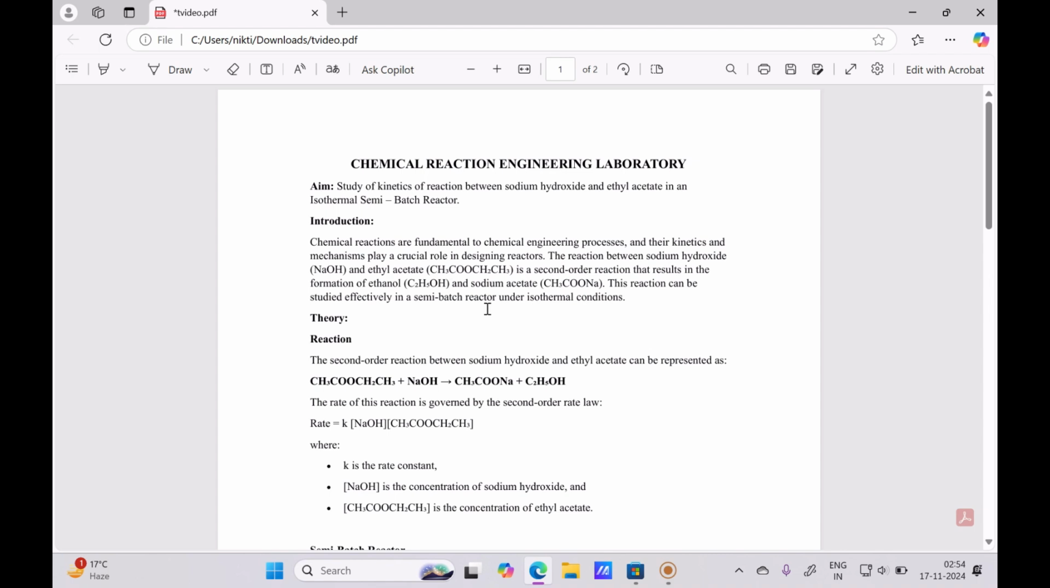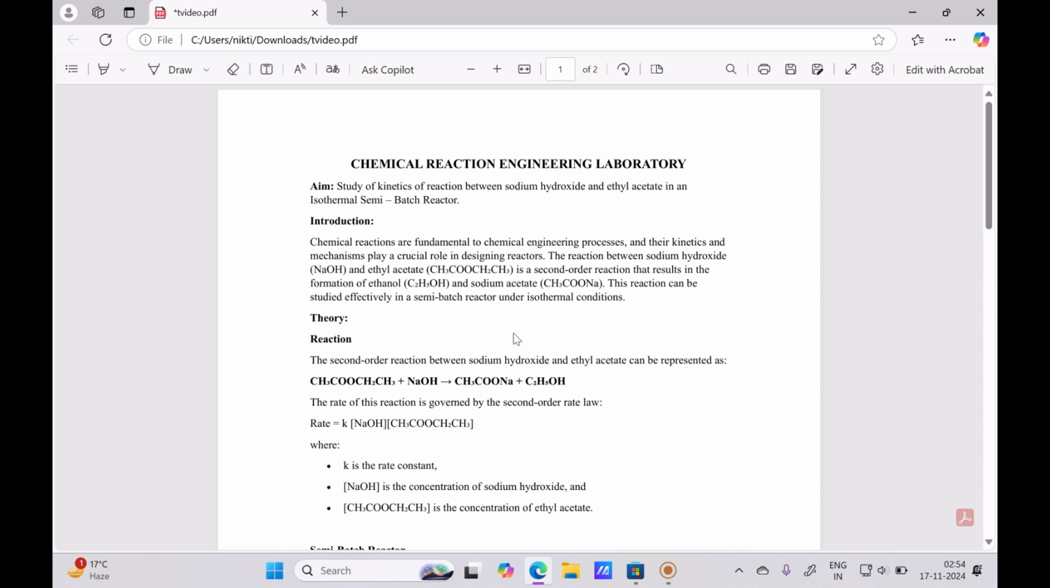Now here isothermal conditions are maintained to eliminate any change in the rate constant of the reaction due to the change of surrounding temperature. Now, in chemical engineering, it is very important to study the reaction mechanism and kinetics of the reaction to design any reactor. It is very crucial for designing the reactors.